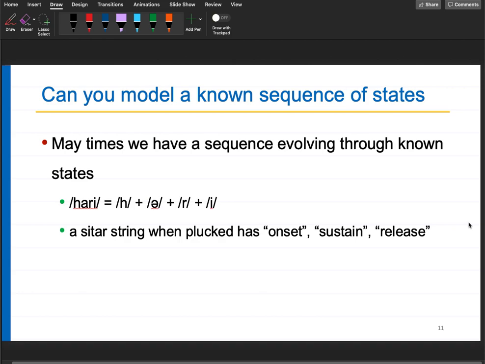So you have some information but not complete information. Then how do you estimate? Another example here is in music. Let's say a sitar string or any guitar string: if you pluck the string, the sound has a natural evolution. First there is an onset, there was silence in the beginning, and suddenly the voice rose. Then the tone will continue for some time, that is the sustained part, and then release means it will die down after some time eventually. So you have three: onset, sustain, release.